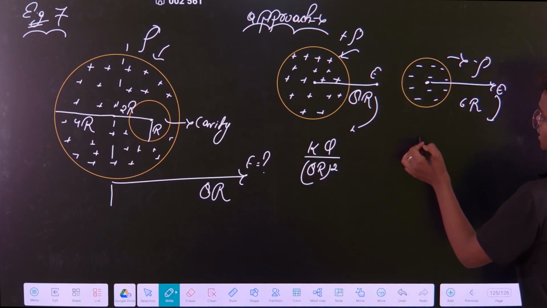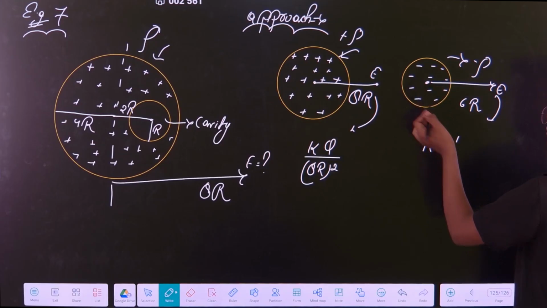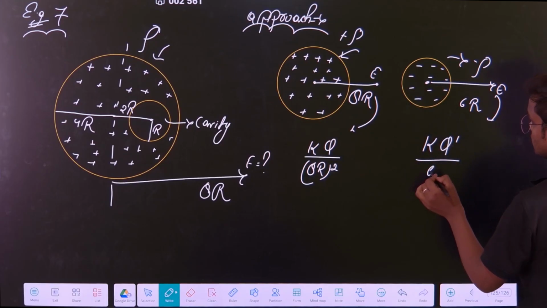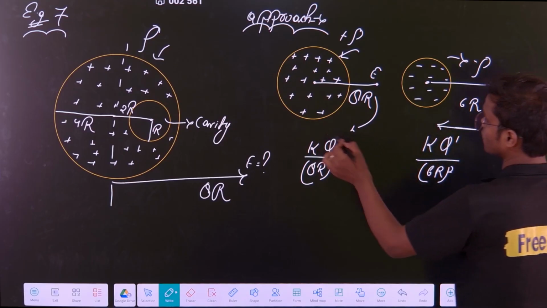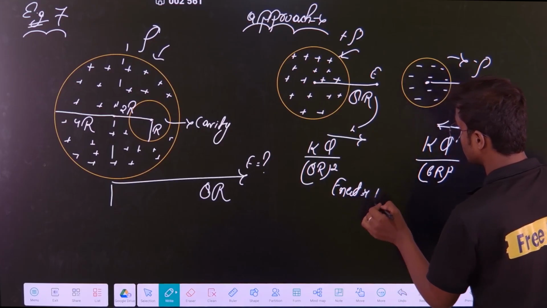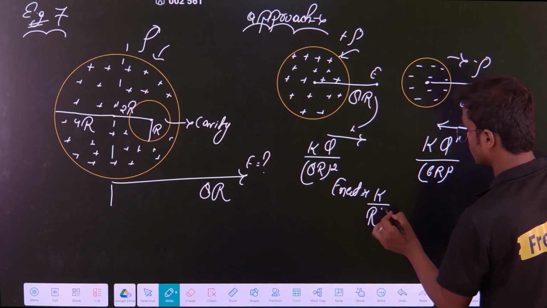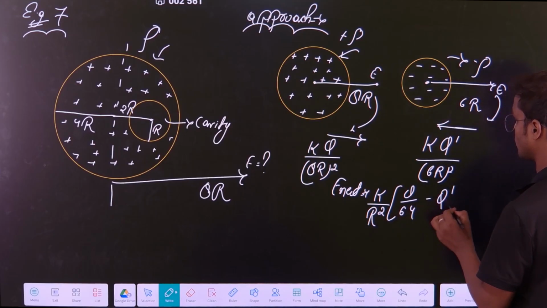But what is the electric field here? Here the electric field will be kq dash, meaning the charge will not be q here, na? By 6r square. And obviously here the electric field will be in this direction, and for this in this direction. So what is E net? E net will be kq by 34 minus q dash by 36.